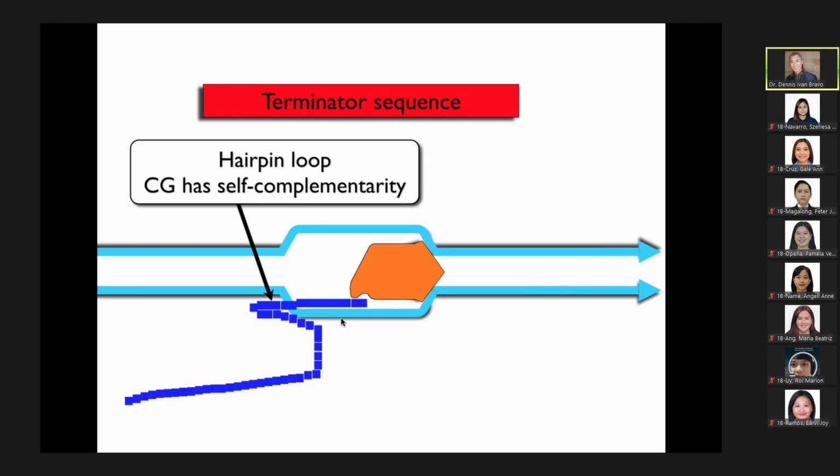What follows next is A. What do you think would be the sequence on the RNA if you have A on the template? Anyone?